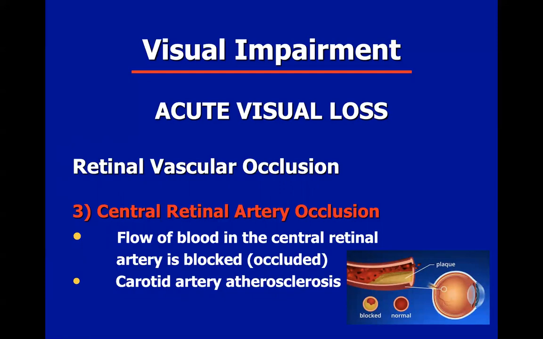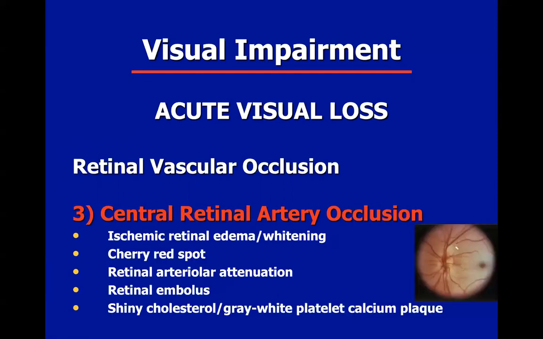And I will tell you, this is a really very important exam question. You're usually asked all the time about central retinal artery occlusion. Unfortunately, the most important is you do get what we refer to as the cherry red spot. And I think you can see it very nicely here. The cherry red spot, you get ischemic retinal edema and whitening, as you can see here, very different from your central retinal vein occlusion, which was blood and thunder. And you get your retinal embolus, and you get shiny cholesterol, gray and white calcium plaques. This is what this is actually pointing to.